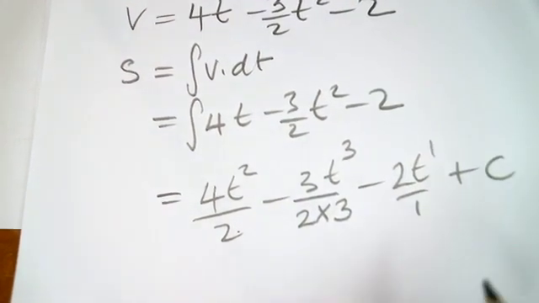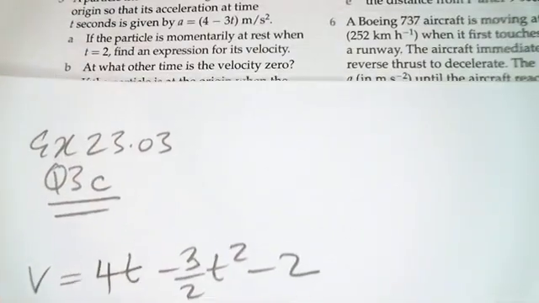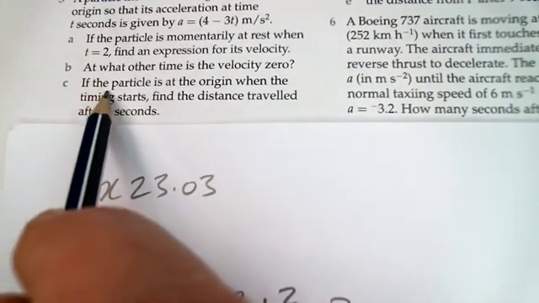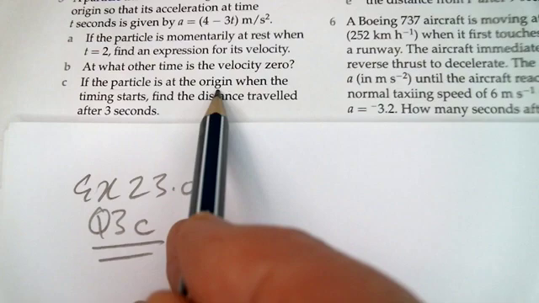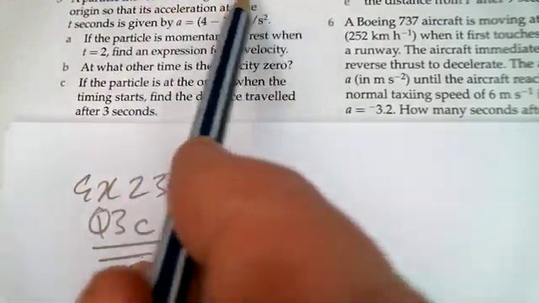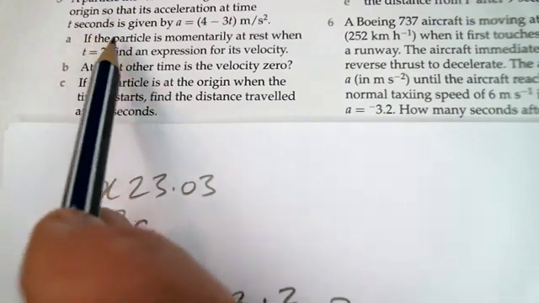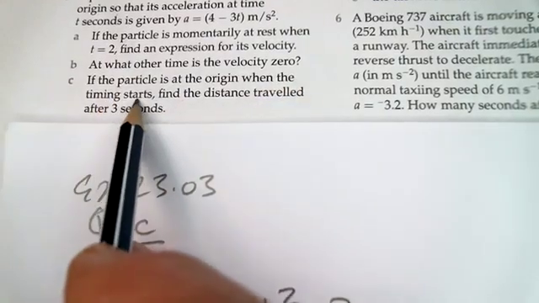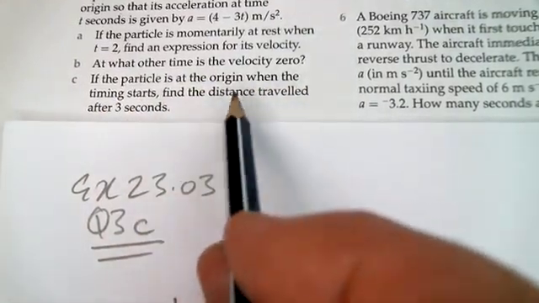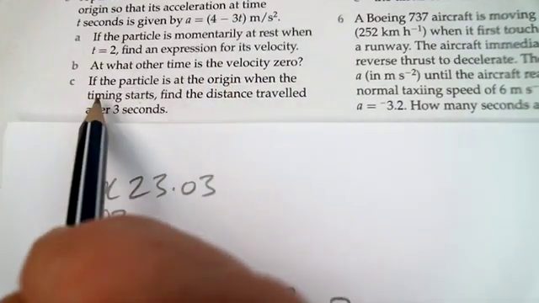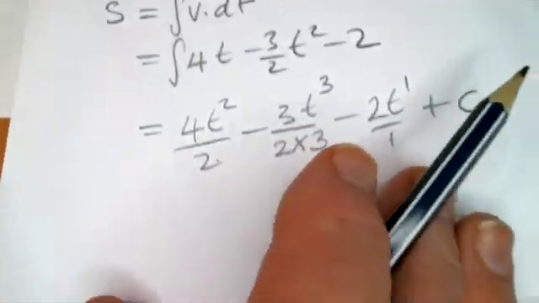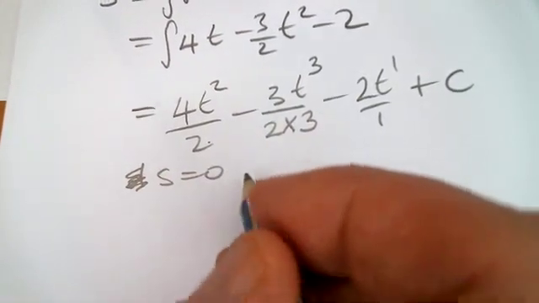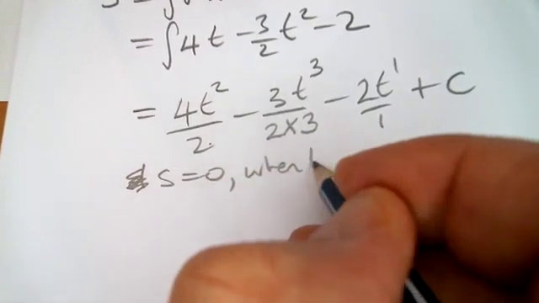Now, let's see if we can find information about c. Does it tell us what the distance is at any point? It does. Yes, it says the particle is at the origin, and we're told the particle moves in a straight line from an origin. So if it's at the origin when the timing starts, in other words, distance equals 0 when t equals 0. So we could write that: S equals 0 when t equals 0. I keep thinking distance is d.